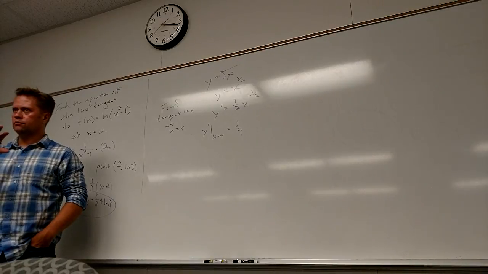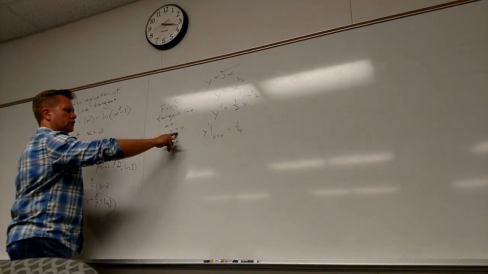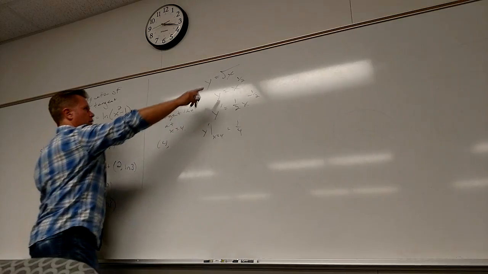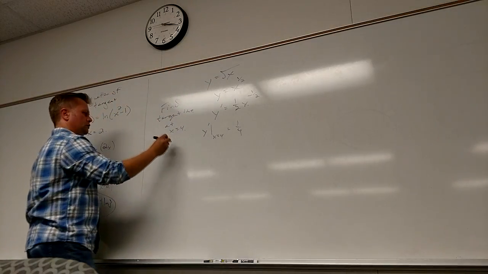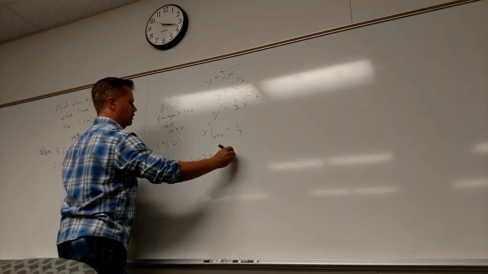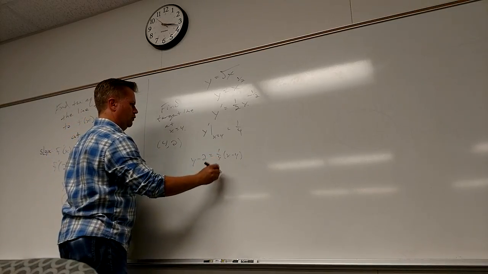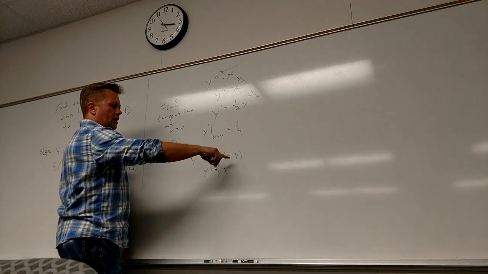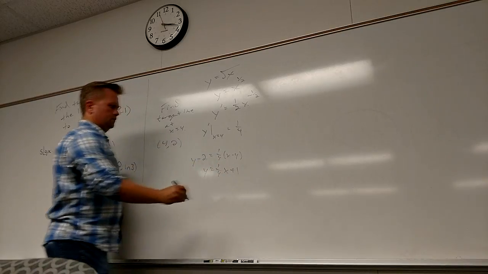Is that cool? And what's the point I'm talking about? 4, 2. So you get y minus 2 equals 1/4 times x minus 4. You get y equals 1/4 x plus 1.